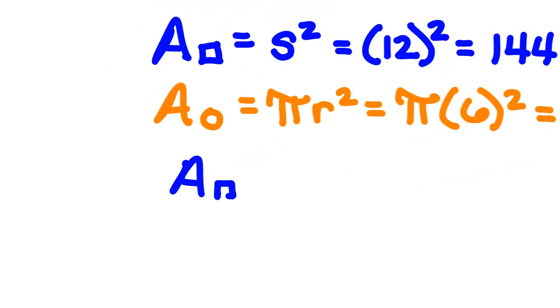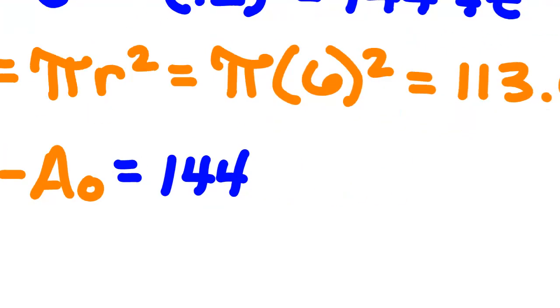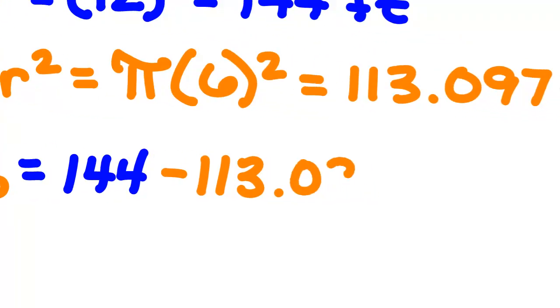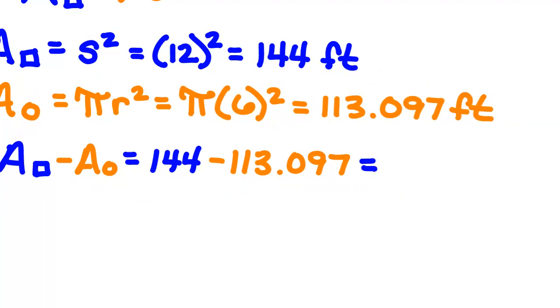So now to find our area, we're going to do the area of the square minus the area of the circle. So I have 144 minus 113.097. And that gives us what?